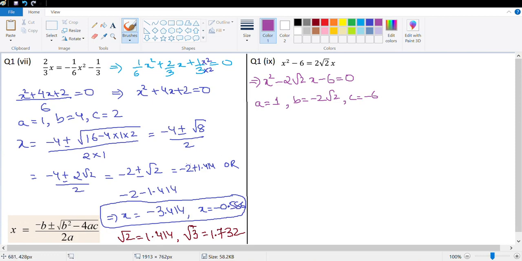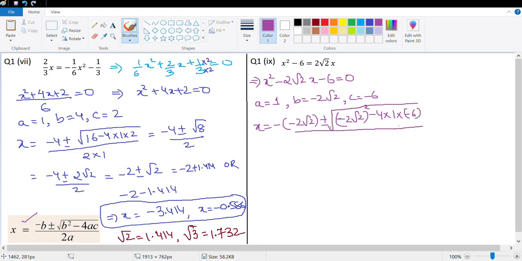So now let's put it in the formula. x is equal to negative b plus minus root of b square minus 4ac. So x will be negative b, which is negative of negative 2 root 2, plus minus root of b square, which is negative 2 root 2 whole square, minus 4 into 1 into negative 6, upon 2a, which is 2 into 1. So that's negative of negative 2 root 2 plus minus root of negative 2 root 2 whole square, that's 2 into 2, 4, root 2 into root 2, that's 8, minus 4 into minus 6, that's plus 24. Yes, that's correct. Root of 8 plus 24, upon 2.